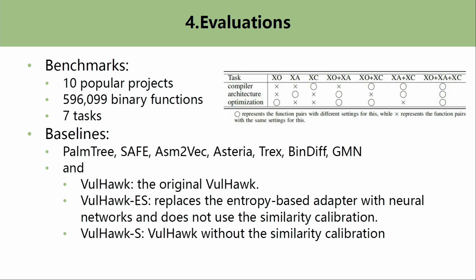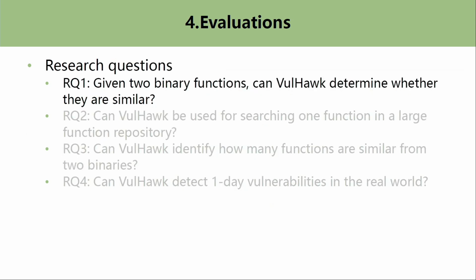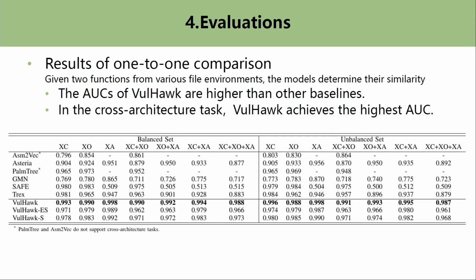The first is, given 2 binary functions, can VulHawk determine whether they are similar? Here is the result of one-to-one comparison. Given 2 functions from different file environments, the models determine their similarity. It can be found that the AUC of VulHawk is higher than other baselines. According to the result, we can answer question 1. VulHawk determines the similarity of 2 functions with high accuracy and ranked first in 7 tasks of one-to-one comparison.